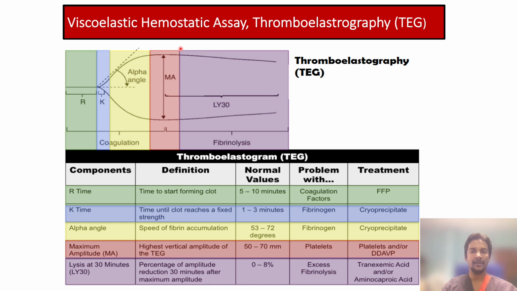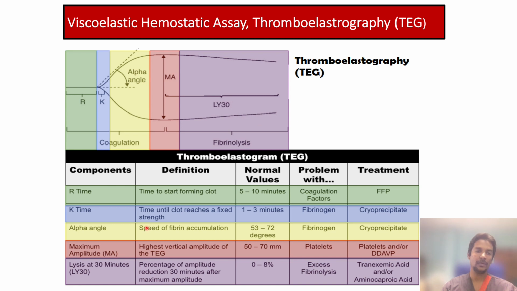This is an example of a TEG tracing. Believe me, it's not as complicated to interpret as it looks. Usually, there will be a table or an algorithm for you to decide what type of blood product the patient requires.